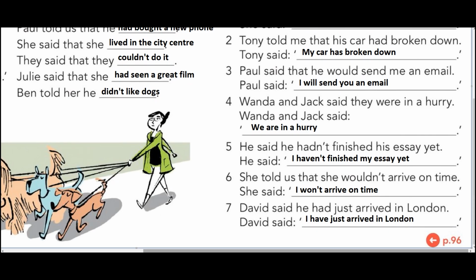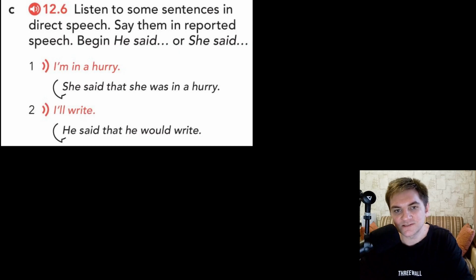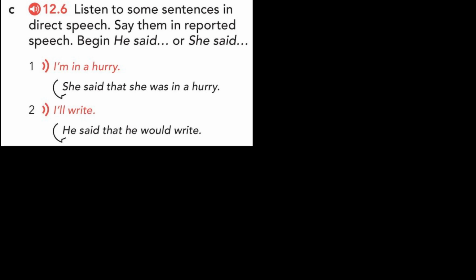Now let's move on. Now, part C. Listen to some sentences in direct speech. Say them in reported speech. Begin, he said or she said. Like, you will hear, I'm in a hurry. She said that she was in a hurry. Or, I'll write. He said that he would write. Again, you will do the same stuff as you were doing a couple of minutes ago, but this time in the audio format. Good luck with it.